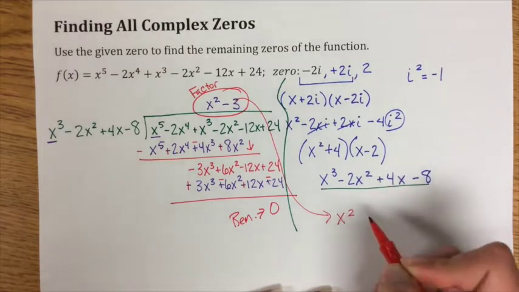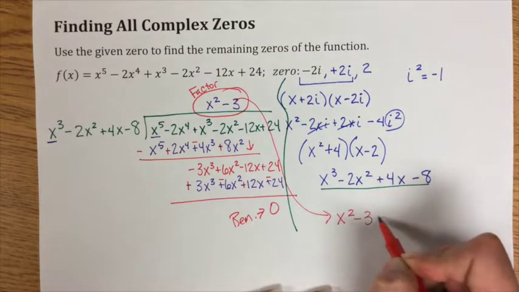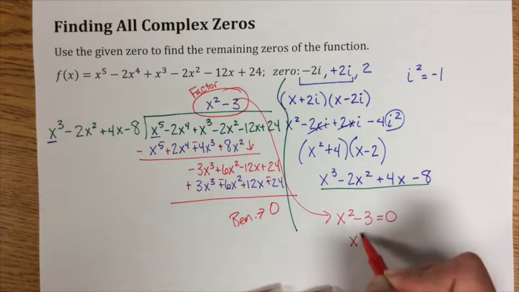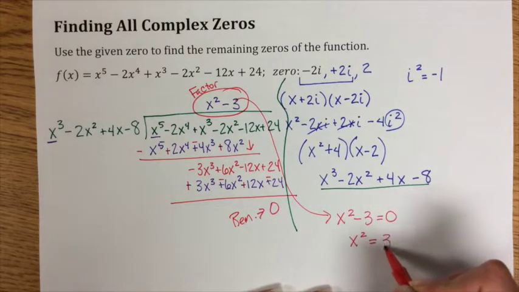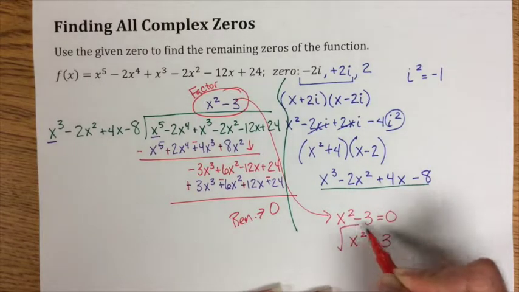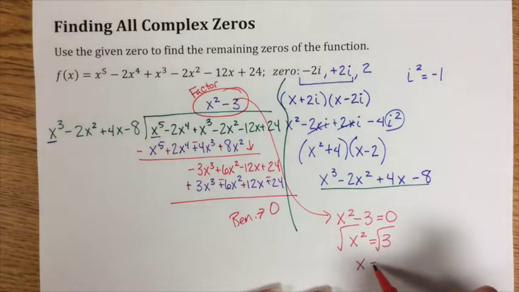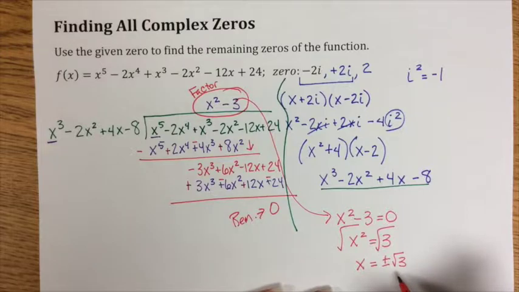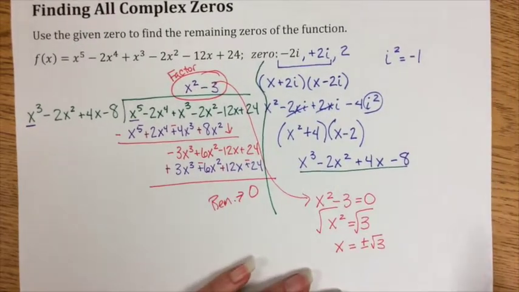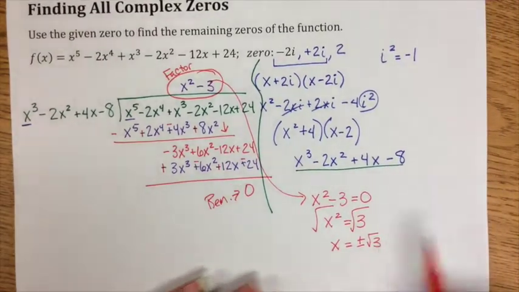So x squared minus 3 equals 0, or x squared equals 3. And we're going to take the square root of both sides. So we end up with x equals positive or negative square root of 3. The reason that we couldn't find it on our calculator is because it's irrational. We saw it crossing the line, but we couldn't figure out what it was.